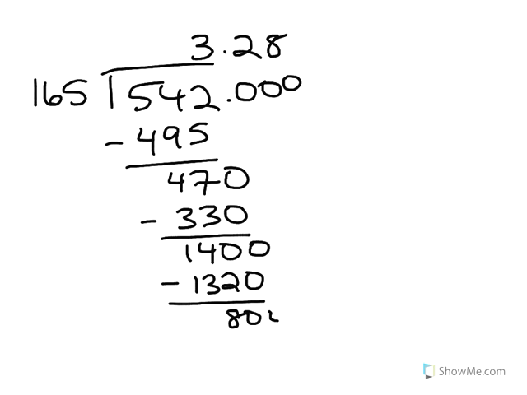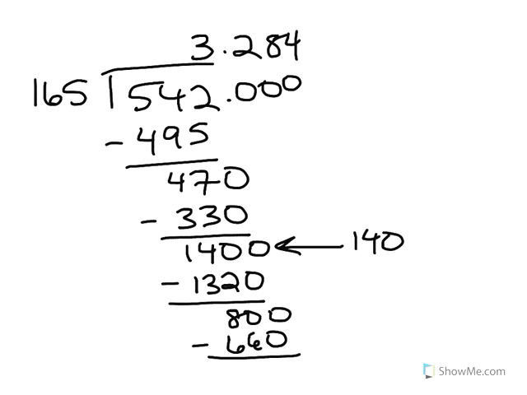Bring down another 0. 165 goes into 800 4 times. 4 times 165 is 660. 800 minus 660 is 140, putting us right back where we were before we added that last 0, just 2 iterations ago. That means the next digit's going to be 8, and then 4, and then 8, and then 4 forever. In other words, we do have the right fraction.